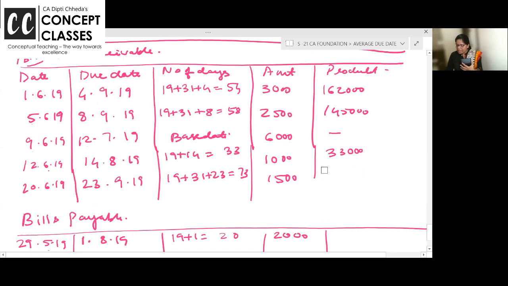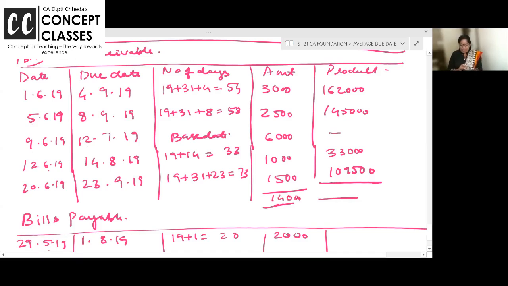1000 and 1500. So this is 33,000. 73 into 1500, 109500. Do the totals, please, all of you. If you want me to zoom and show you, I will show you. आपको total आ रहा है या नहीं? Correct.